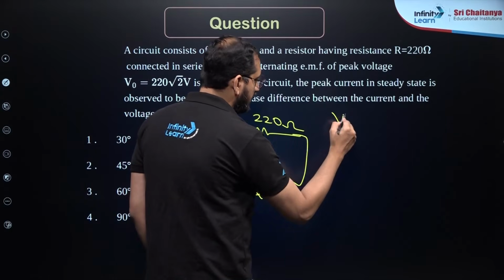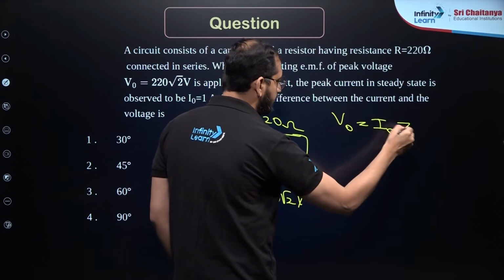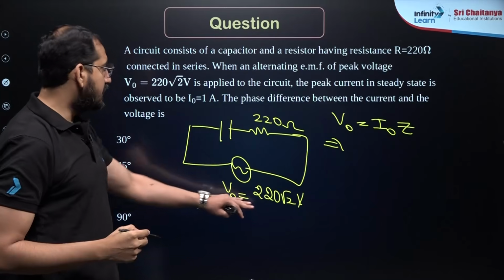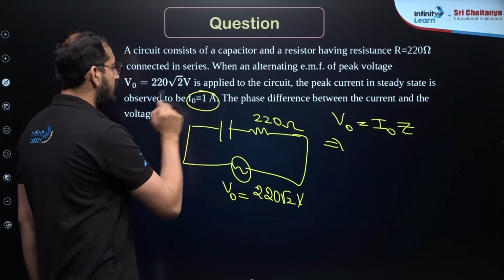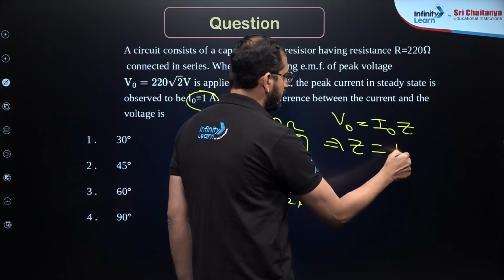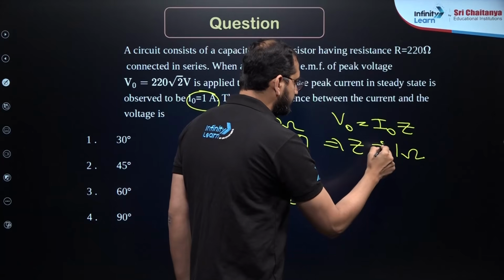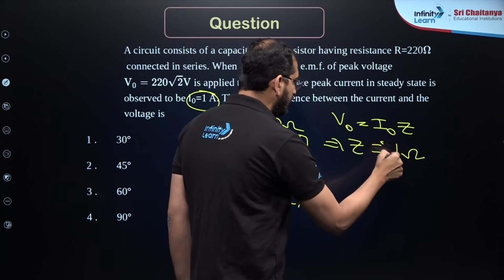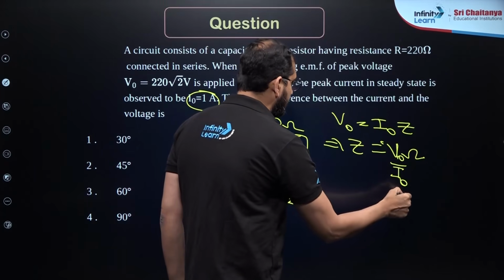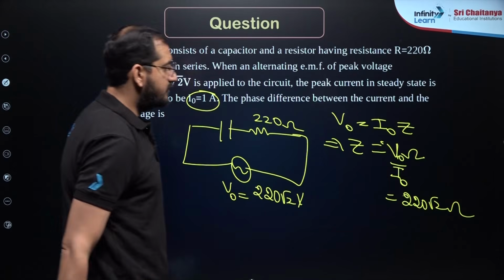So we know that the formula is V0 equal to I0 into Z, where Z is the total impedance of the circuit, right? V0 is given to me, I0 is also given to me. So Z will be equal to basically V0 by I0. After putting the V0 value, I'm going to get 220 root 2 ohms. That's the value of Z.